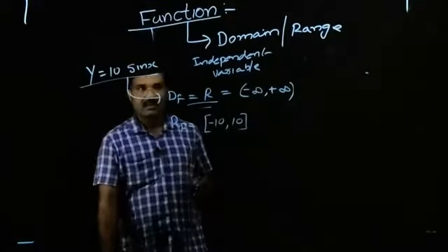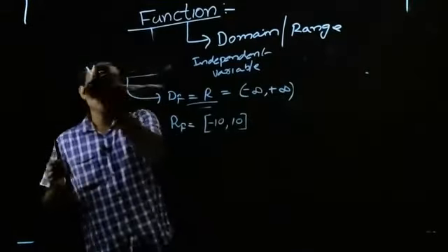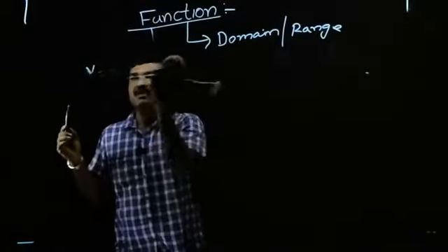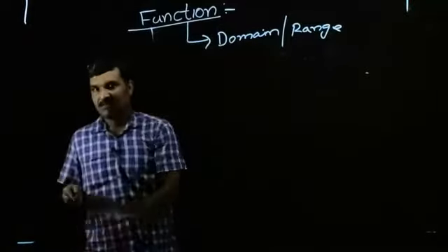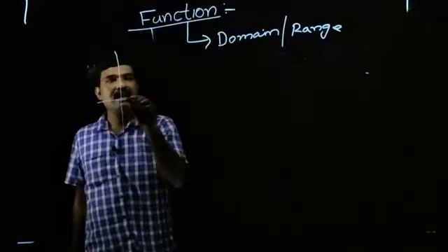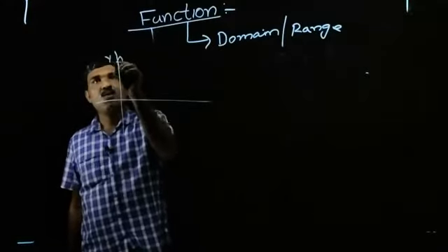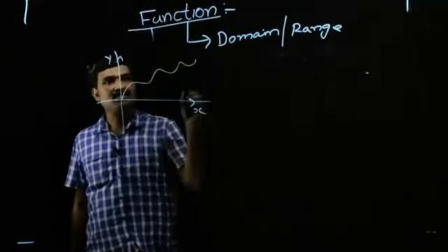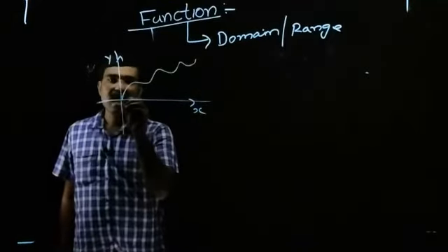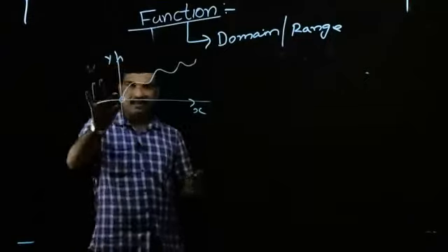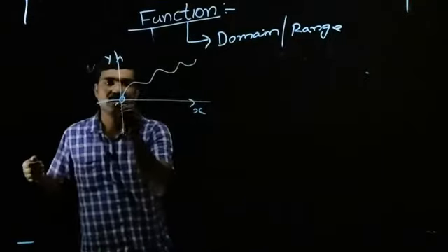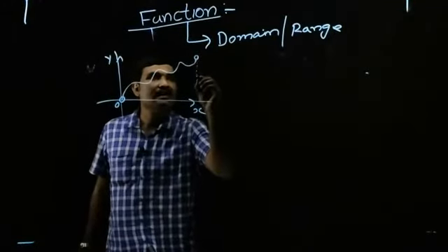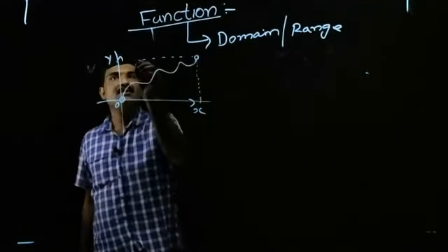Now I'm drawing another figure. Now we want to determine the domain and range of that function. Suppose this is our function y is equal to f of x, and this is our graph. Now I am giving an open circle here. Open circle means this point 0 is not included. Here also I am using an open circle. That means this point is excluded. So this is our graph.